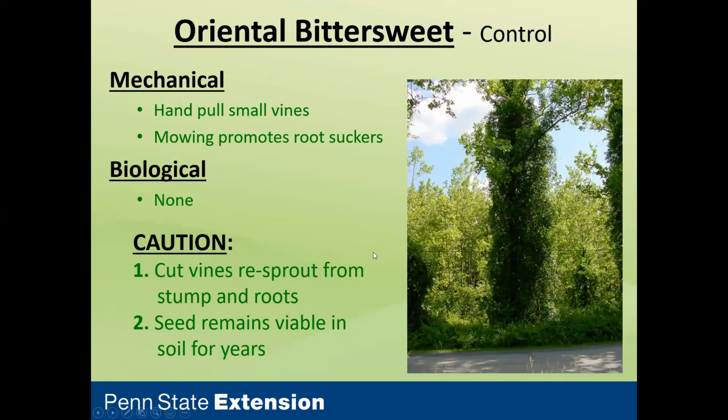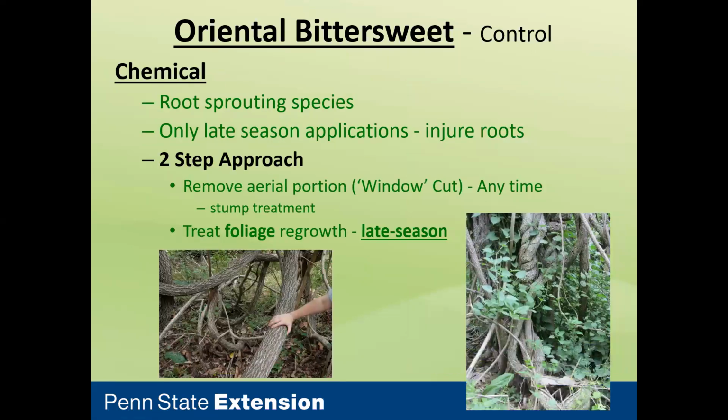Oh, and the cut vines do resprout from stumps and roots. So if you cut it, recognize that you're forcing that plant to resprout. So it's going to sprout from the stump, and it's going to sprout from the root system as well. And the seeds remain viable in the soil for years. So again, this is a root sprouting species. So we're going to look at only using late season herbicide applications so that we get the most translocation of that herbicide down to control the root system.